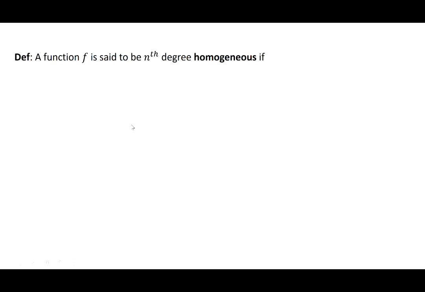A function f is said to be nth degree homogeneous if this happens: f of tx comma ty is t to the n times f of x comma y. I lied here. n need not be a natural number. n needs to be a real number.